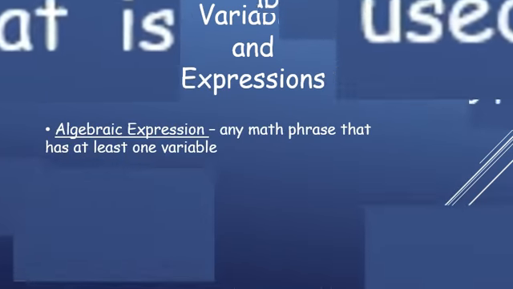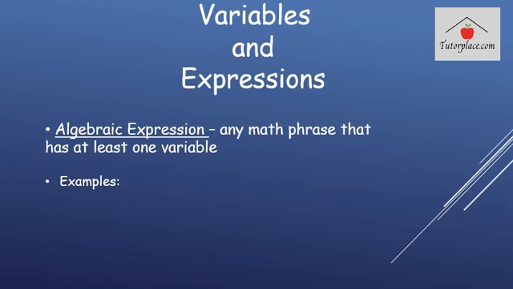The next thing we need to know is what is an expression? Well, an expression is any math phrase that has at least one variable in it. So remember, the variable just stands for a letter. It's something that represents something else. So a math phrase could be something like x plus y. That would be a math phrase, and that would be considered an algebraic expression because it has the variables in it.